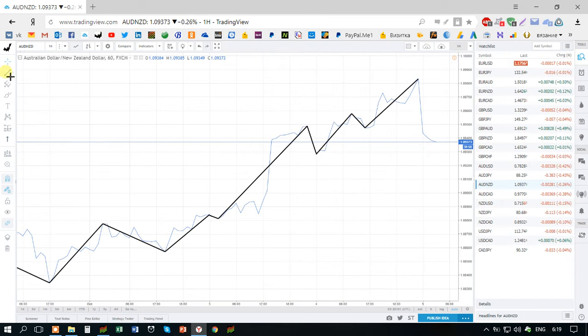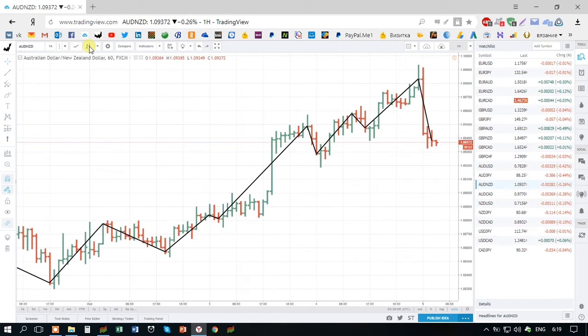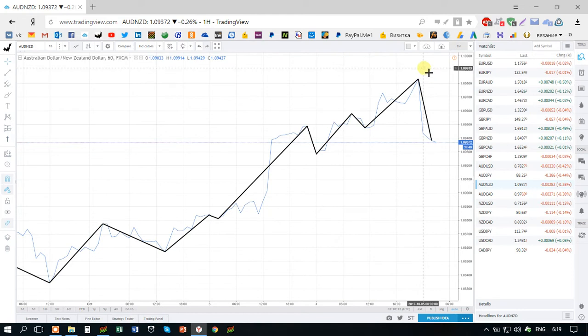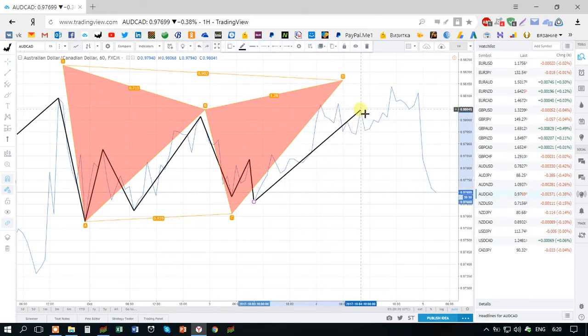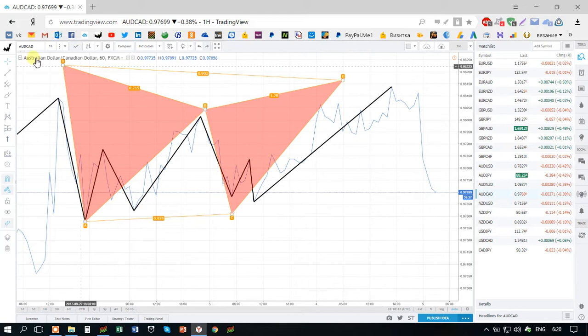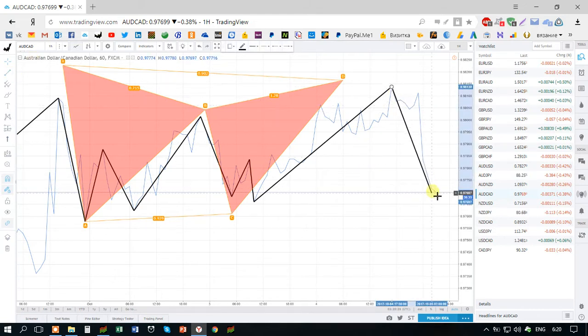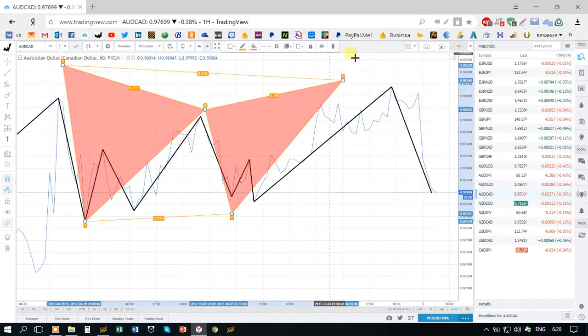Go in here, Aussie New Zealand. Let me see, potential cipher pattern. No, this close is very high, the candle close. Okay, so this is the Gartley that I was looking for yesterday, and it didn't trigger. So we have the following price action. The Gartley is not needed anymore.